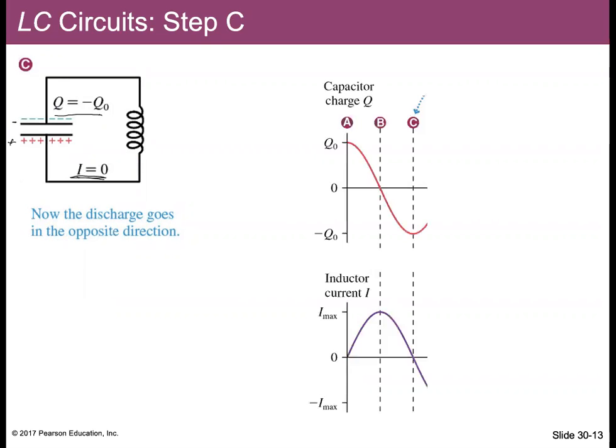Again, there's no current right at that point. And so let's see what that looks like. This is at point C. We've got it indicated right here. So right here, the charge is at the exact opposite charge, negative Q naught. And we see that the current at this point is right here at 0. So the current is now at 0. And this is like when our spring has now been fully compressed and we've stopped the motion. The motion is 0 right at that moment when the spring is fully compressed. And that's where we are right now in our circuit.